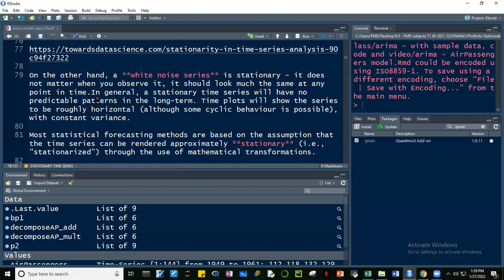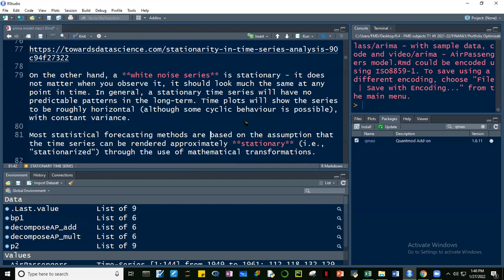So yun, di ba sinasabi natin ng stationary. In general, a stationary time series will have no predictable patterns in the long run. Of course, time plots will show the series to be roughly horizontal. Okay, pwede may konting cyclic behavior, pero dapat may constant yung variance.